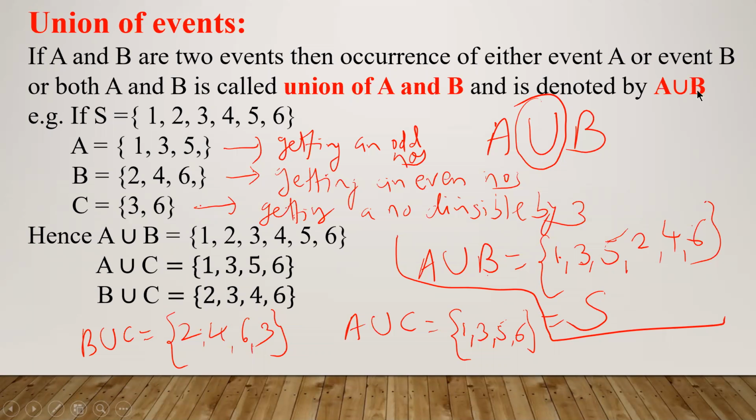So the union occurs if either A or B or both have occurred. And once again, to write the sample points in the union, we first write down the sample points of the first set, and then we write down the sample points from the other set which we have not written here. In this way we can find out what sample points A union B will have. I can give you another example.